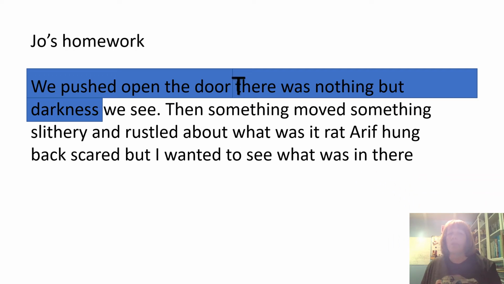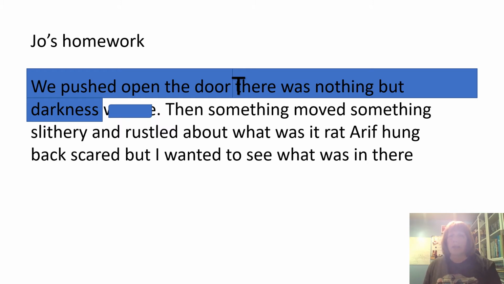We pushed open the door. There was nothing but darkness. I can't write we see in that sentence. It doesn't make sense, does it? There was nothing but darkness we see. So I'm going to take out those words. And now we've got two sentences. We pushed open the door. There was nothing but darkness.